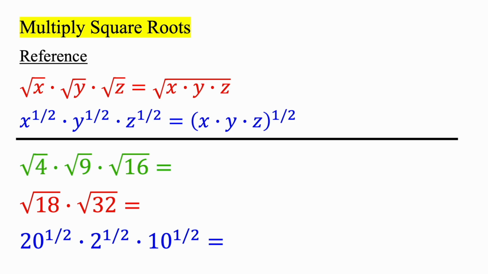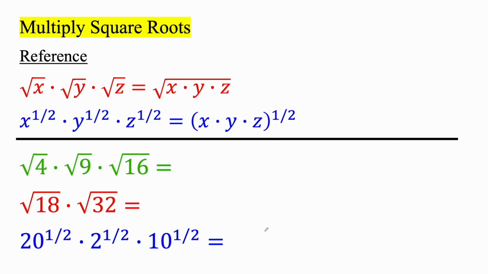Okay, in this video we're going to multiply square roots, and as a reference here's an example. The square root of x times the square root of y times the square root of z, you get to rewrite it as the square root of x times y times z. Same for this. If it's x raised to 1/2, which is the same as the square root of x, then it's the same idea: parentheses x times y times z, raised to 1/2.